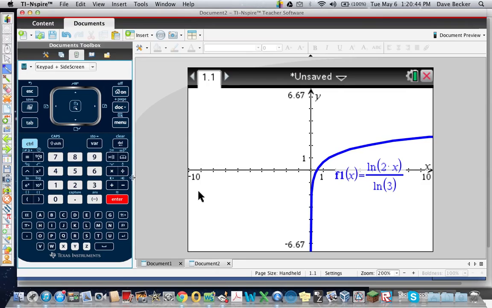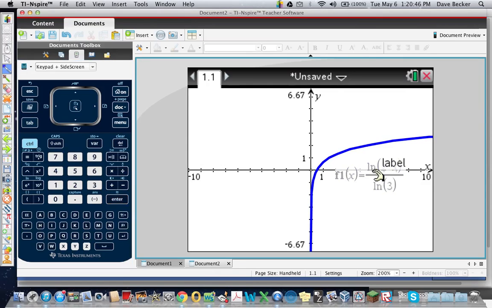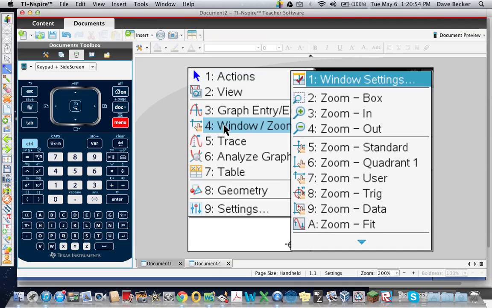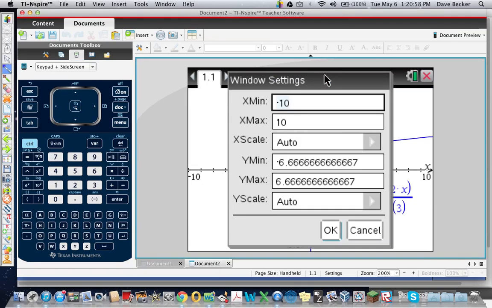Bam. Now, they gave us very specific domain and range, so I'm going to change it to exactly that so I can copy it. Let's see, window settings, -5 to 5. I'm going to do a scale of 1, -5 to 5, and a scale of 1, and I'm going to click OK.